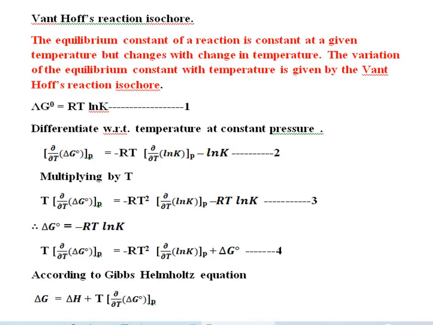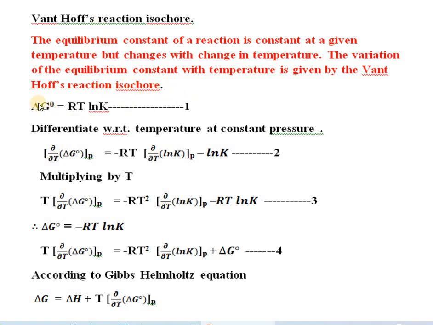In this point, we will see that the equilibrium constant of a reaction is constant at a given temperature, but it changes with change in temperature as shown by Van't Hoff, and hence this variation of the equilibrium constant with temperature is given by the name of the scientist, Van't Hoff's reaction isochore.